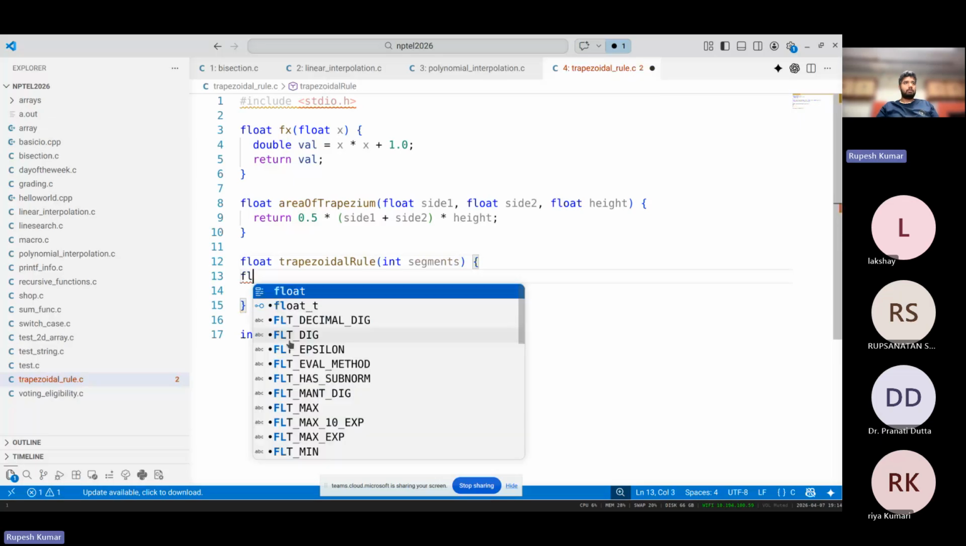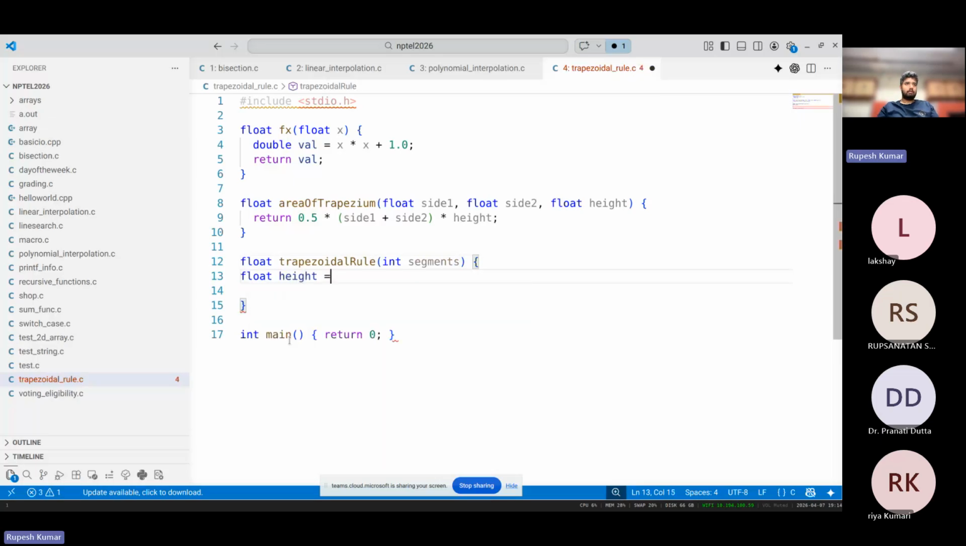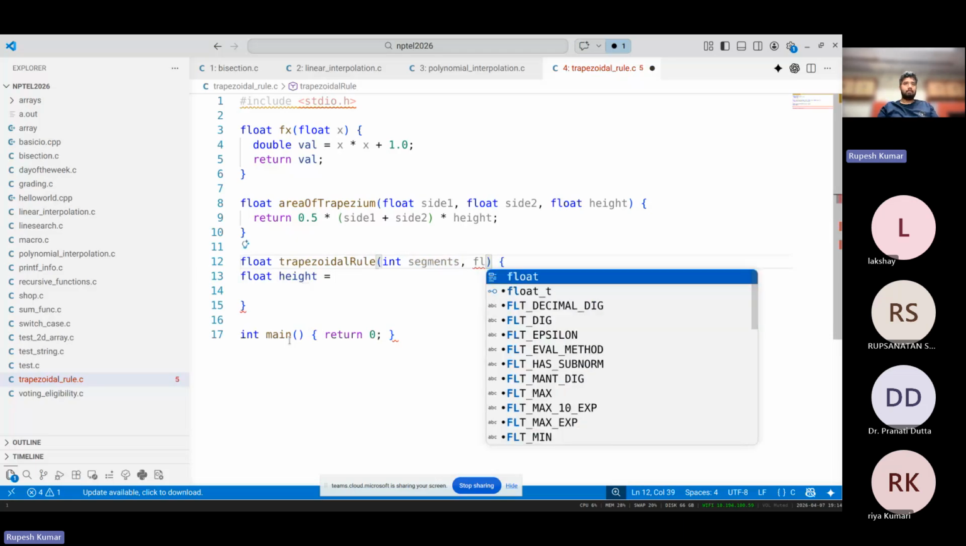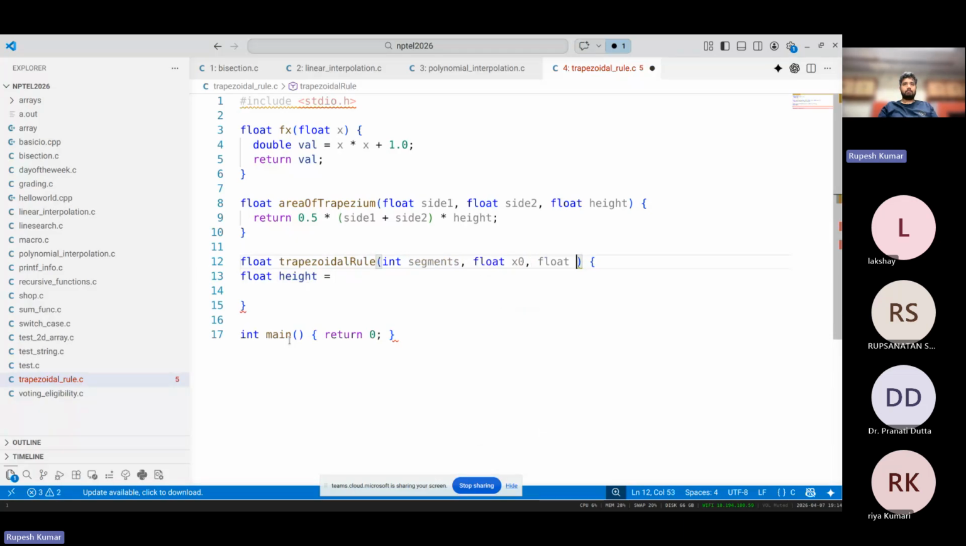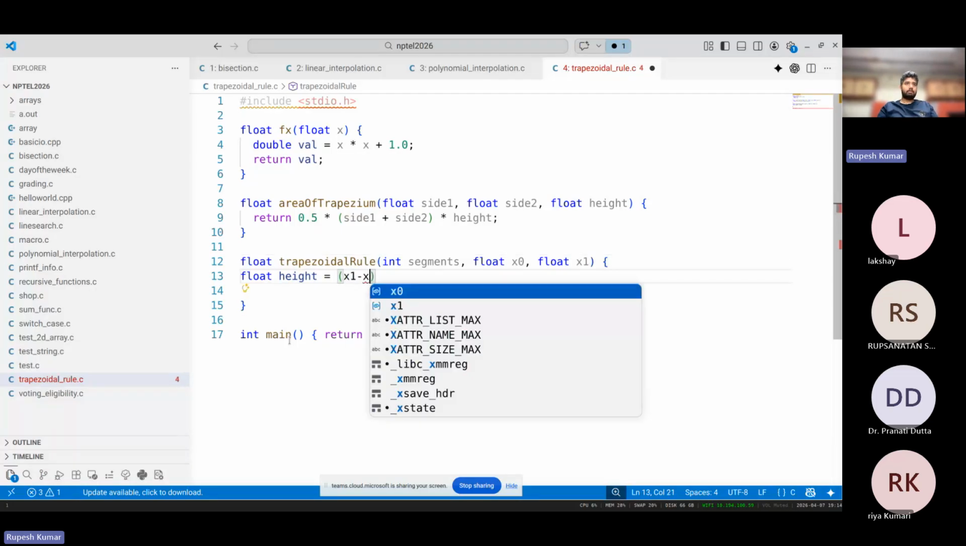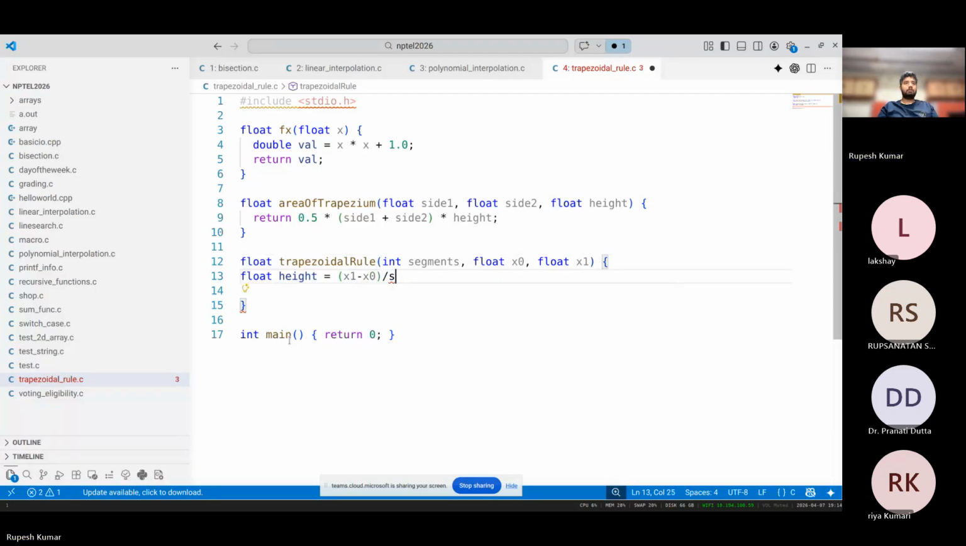Right. So now here you can compute height. Height is equal to the segments and the ranges for x0, right? So float x0, comma, float x1, right? So now height would be x1 minus x0 divided by segments, right? So now you get the height here.